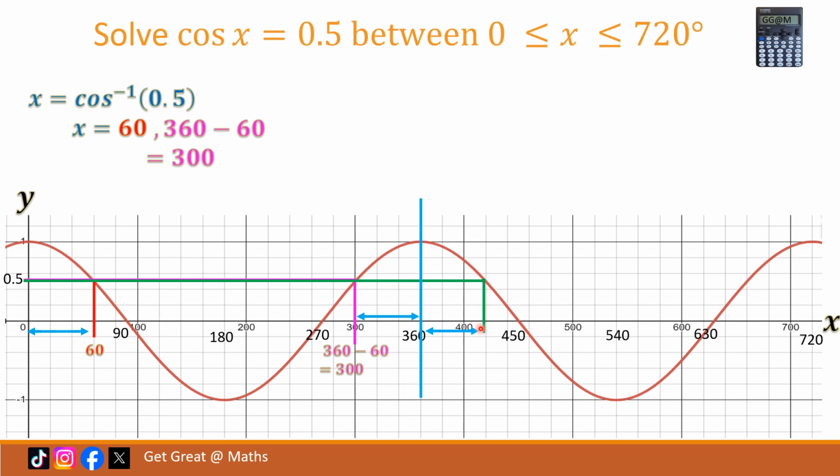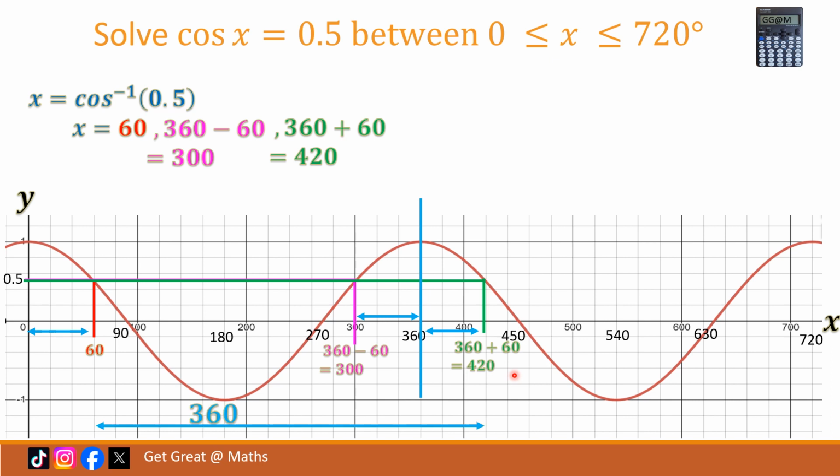So the gap from here to the green line is also going to be 60. So to find my third angle, I've got to do 360 plus 60, which is 420. You can see that gives me my third angle, and the gap between 60 and my third angle is going to be 360 because of the repetition of this curve. So to find my third angle, I just need to add 360 to my first angle. For the fourth angle, I'm going to extend the line further until I hit the curve again.